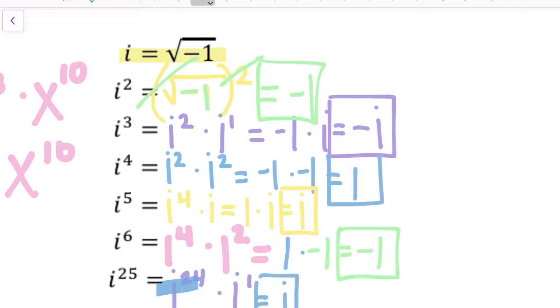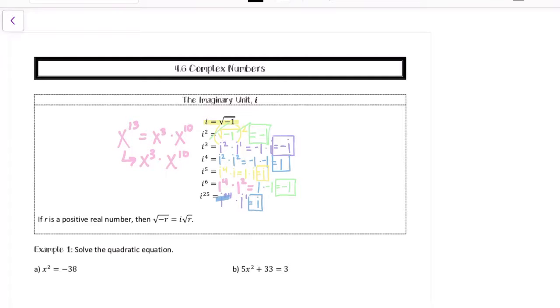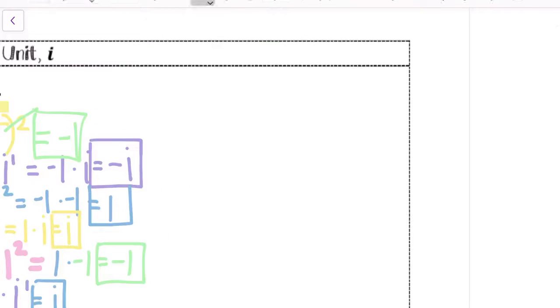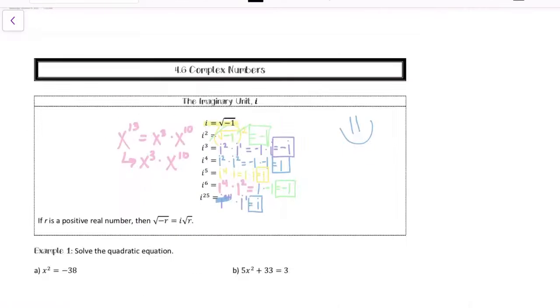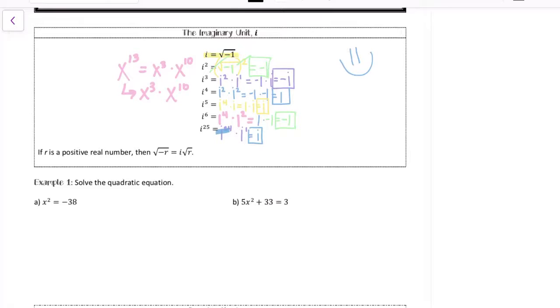Because i to the 24th, 24 is a multiple of 4. i to any power that's a multiple of 4 always goes back to 1, so it always circles back around. So you've got i squared is negative 1, i to the 3rd is negative i, i to the 4th is 1. Then i to the 5th is the same thing as i to the 1st, and i to the 6th is the same thing as i to the 2nd, which is negative 1. So we're basically looking for the closest multiple of 4.